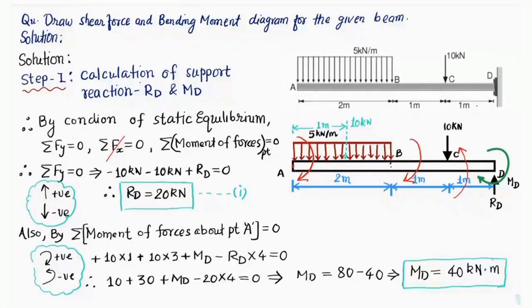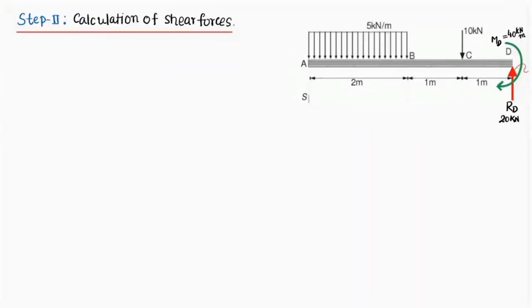Okay, so friends, if you look here, we got the value of the moment reaction, that is MD, as 40 kilonewton meter, and we got the force reaction, that is RD, as 20 kilonewton. So we got the value of the support reactions, that is RD and MD. So now we have completed step 1 where we have calculated the support reactions. Now we'll talk about step 2, friends. In step 2, we shall be calculating the shear forces at various points. As you can see here, we have drawn the free body diagram. So we shall calculate the shear forces at various points.